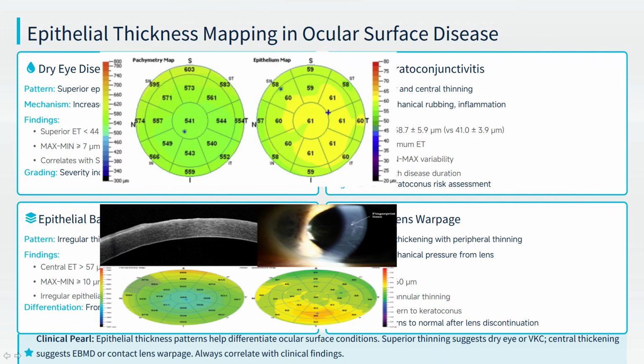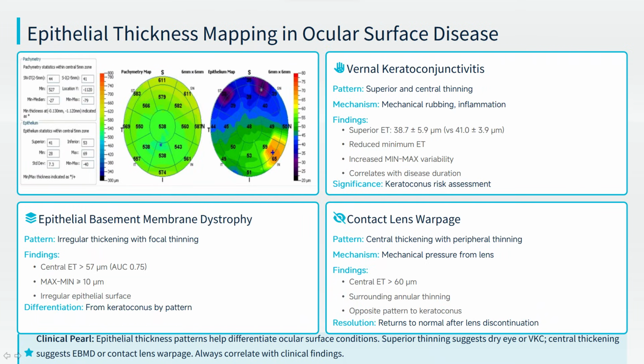Other diseases that utilize the anterior segment OCT for evaluation of the epithelial map include vernal keratoconjunctivitis.